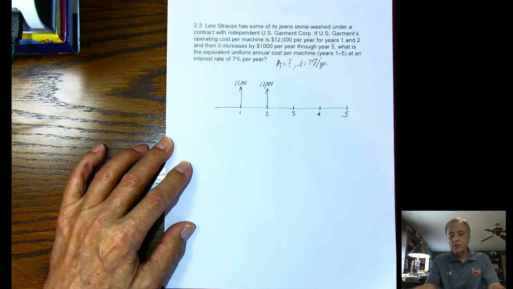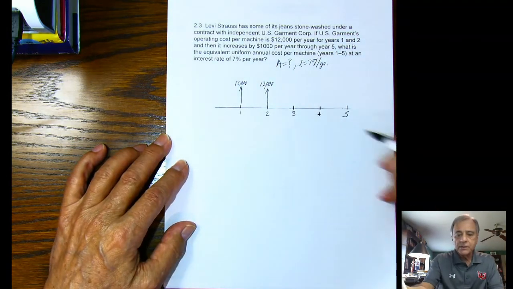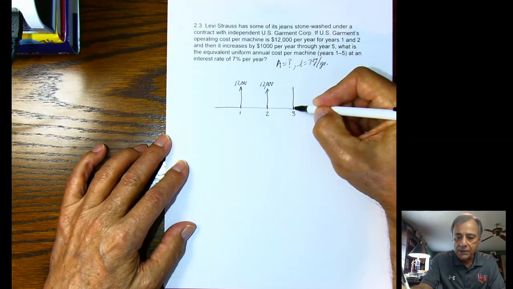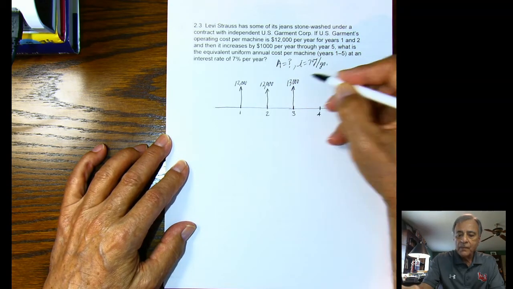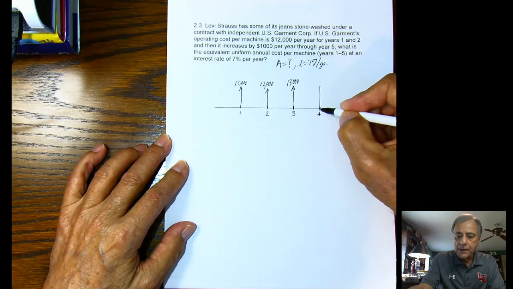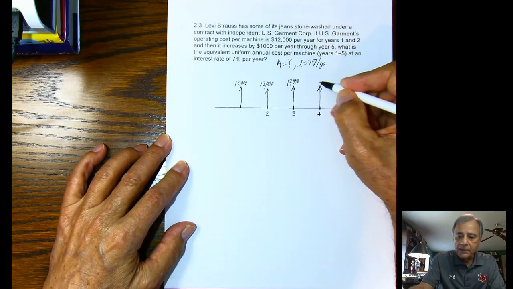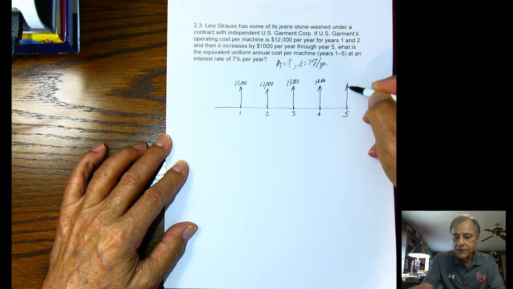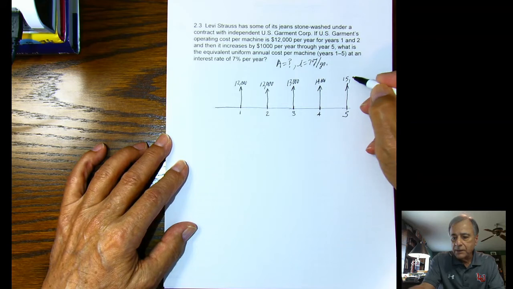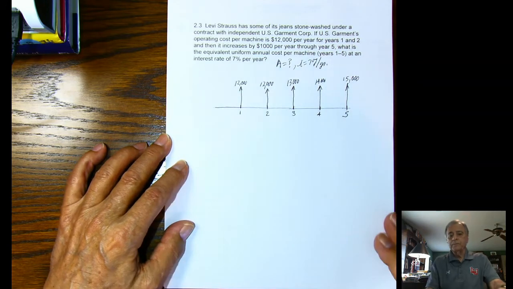But then it starts going up by $1,000 a year. So the third year it'll be $13,000. And the fourth year it will be $14,000. And then going up 1,000 again, it'll be $15,000 in the fifth year.